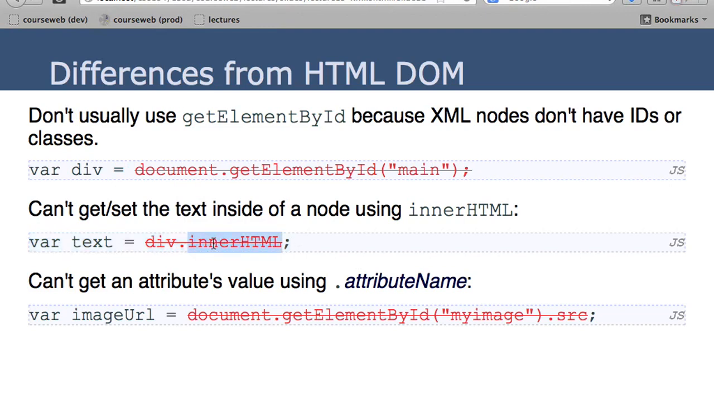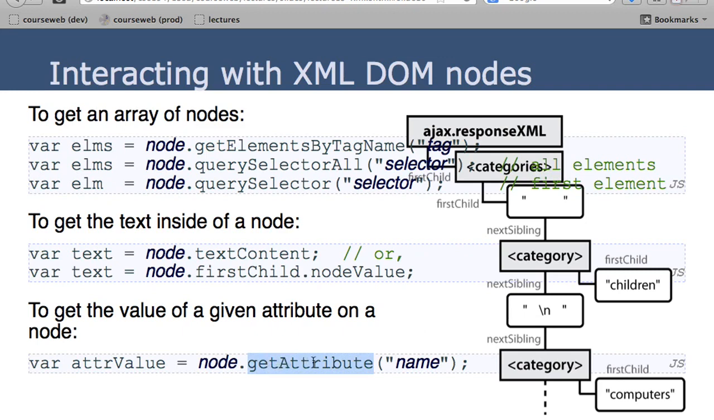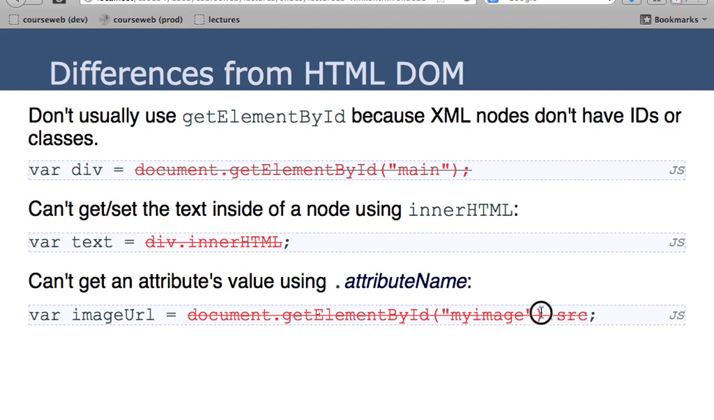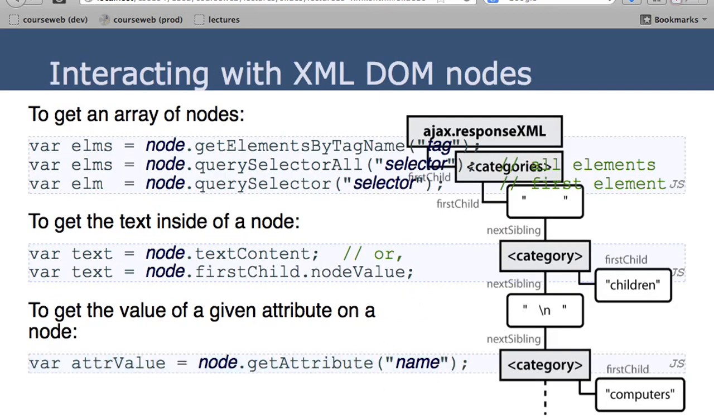Okay, we can't use innerHTML, like I said, and we also can't get an attribute using just that attribute name. This is something that browsers use as a shortcut in the HTML DOM. If there's an attribute called source, then this DOM object will have a .source property. But the XML DOM doesn't work that way. In order to get an attribute, you have to use .getAttribute, which you can also use in the HTML DOM. You can say document.getElementById myImage.getAttribute source if you want to. It's just that browsers automatically add this property if it's there. That doesn't happen in the XML DOM.